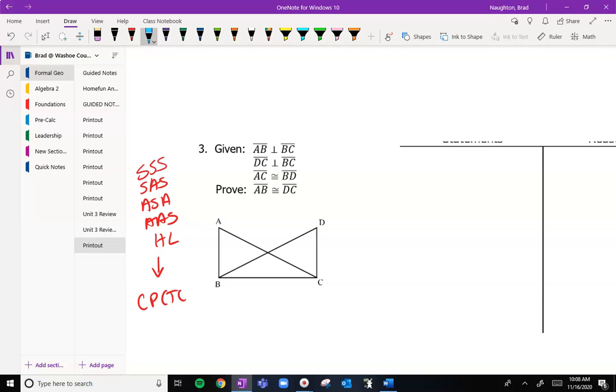Alrighty. So I know that AB is perpendicular to BC. And that's given. So we'll put my 90-degree box right there. And I know that DC is perpendicular to BC. 90-degree box right there. Alrighty. And then last but not least, we have the AC, this whole kit and caboodle, and this BD, this whole kit and caboodle right there, is the same. They are congruent.